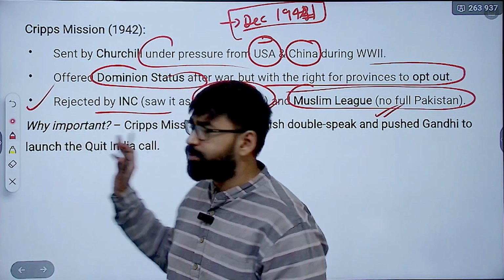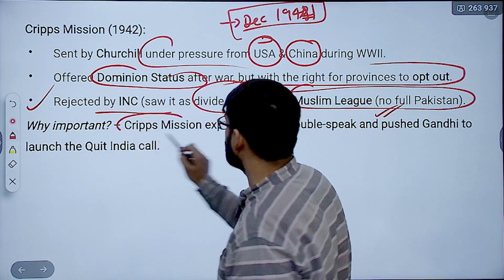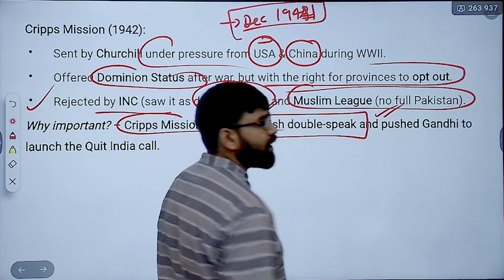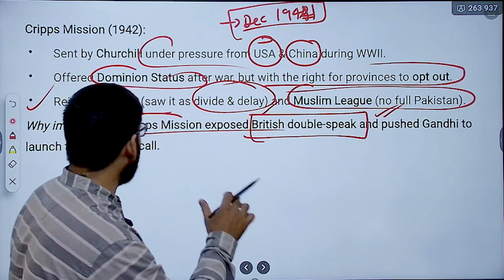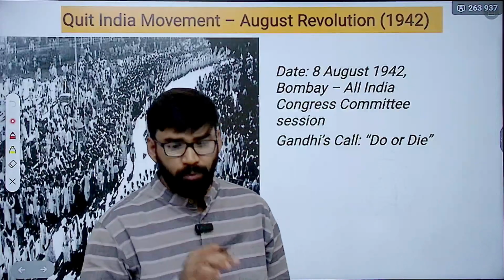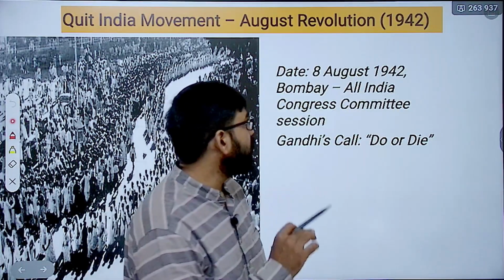So why is this Cripps Mission important? The Cripps Mission actually exposed British doublespeak and pushed Gandhi to launch the Quit India movement. Okay, the Cripps Mission was important for the Quit India movement.